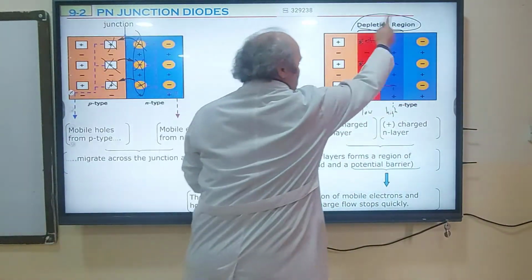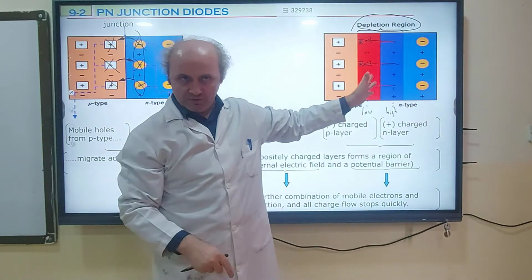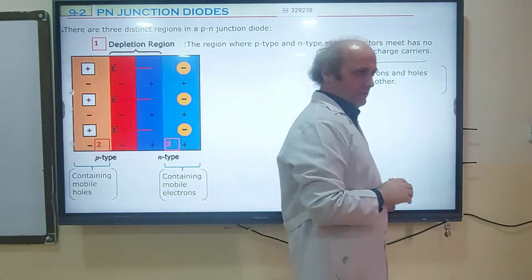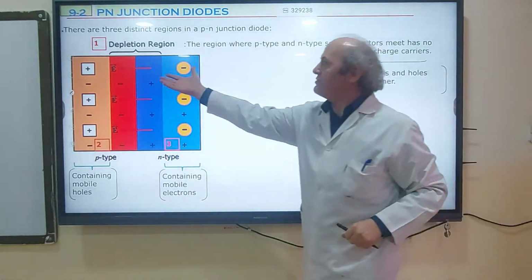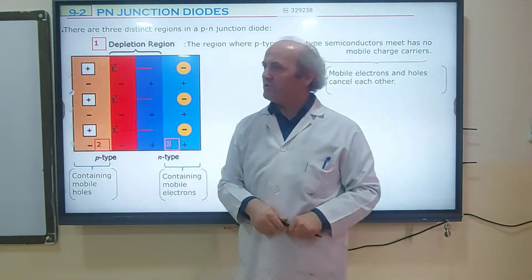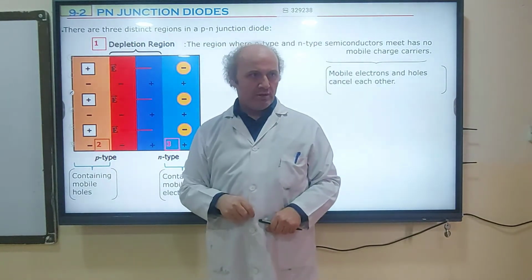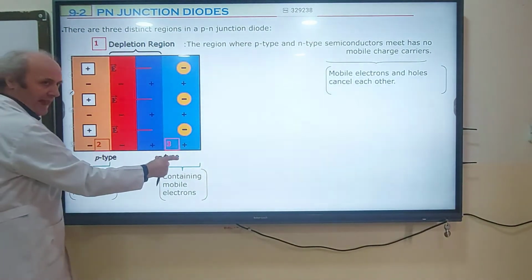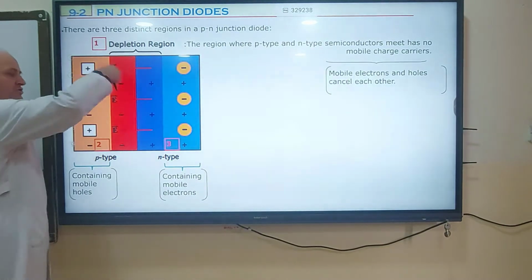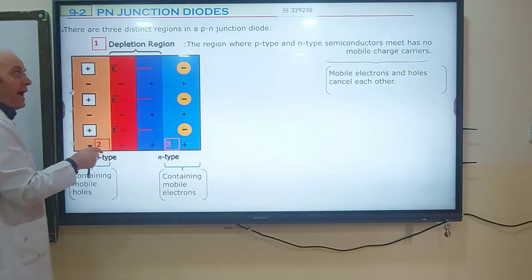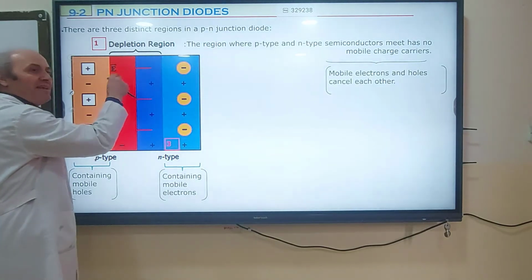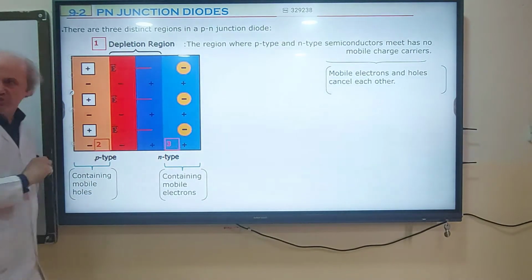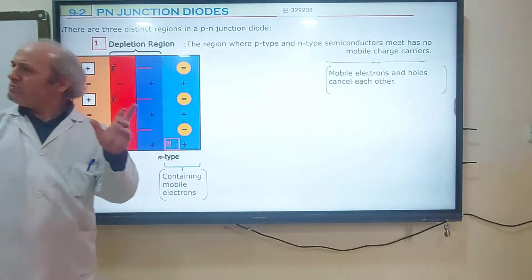So this is called a PN junction. This is a PN junction. And in a PN junction, there are three distinct regions. One of them, as we see, is the depletion region. What is the property of the depletion region? In this region, there's an electric field. One side of the depletion region is positively charged, which is N-type. The other side of the depletion region is negatively charged, which is P-type. And because mobile holes and electrons cancel each other, here there are no mobile charge carriers. But there are two more regions.